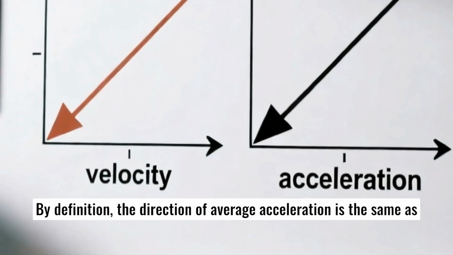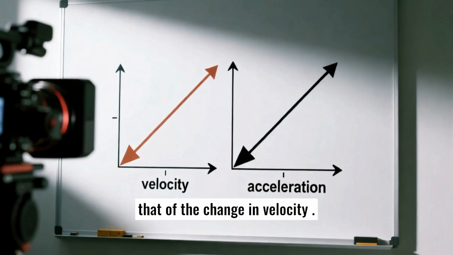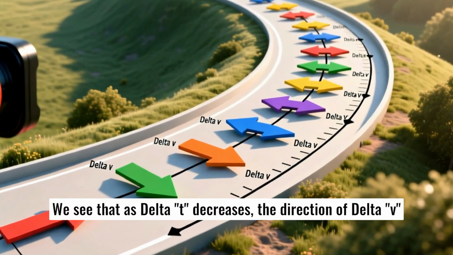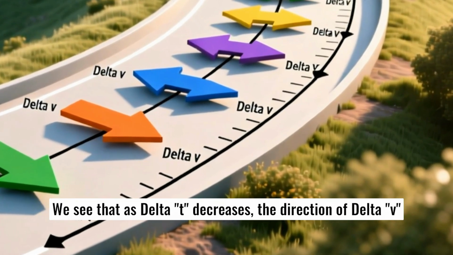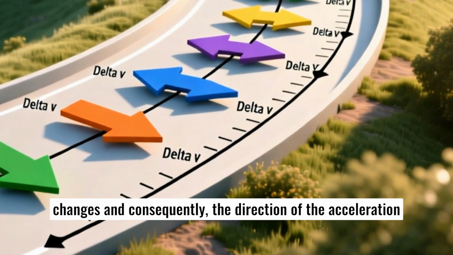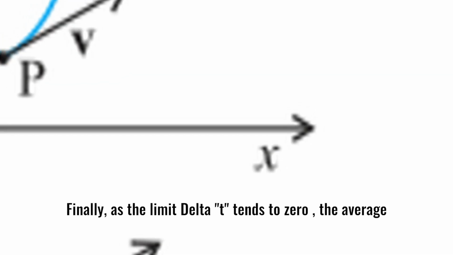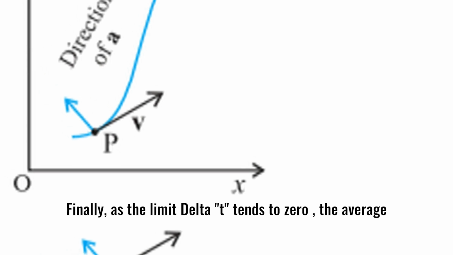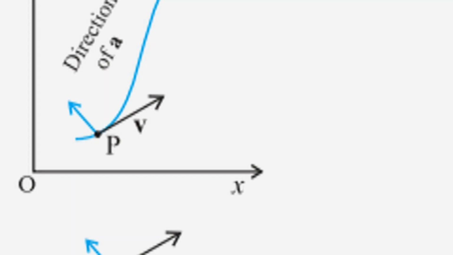By definition, the direction of average acceleration is the same as that of the change in velocity. We see that as delta t decreases, the direction of delta v changes and consequently, the direction of the acceleration changes. Finally, as the limit delta t tends to zero, the average acceleration becomes the instantaneous acceleration.